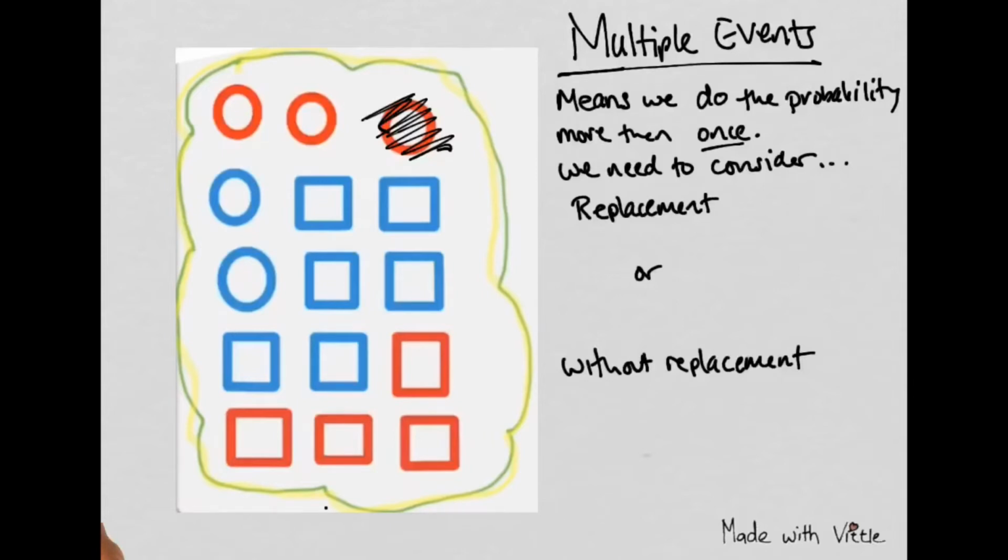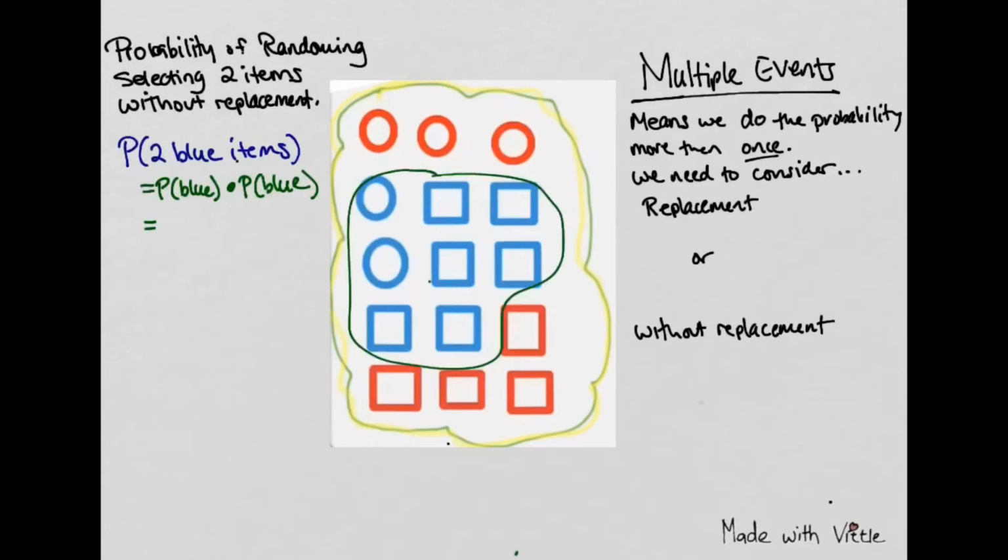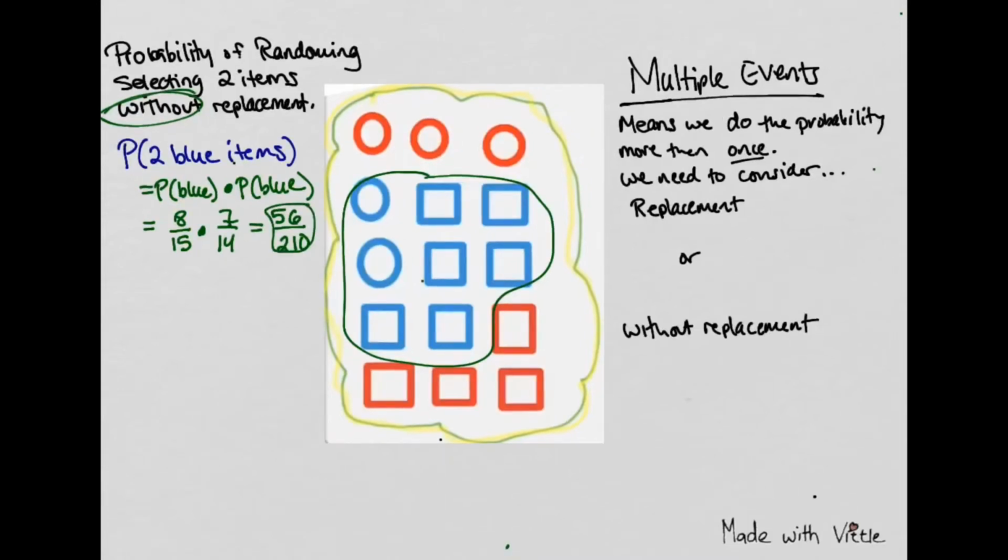Now consider the probability of choosing two blue items. That's the probability of blue times the probability of blue again, but this time there's one less item. Notice there's one less blue making it 7 over one less total making that 14, so it's 56 over 210 when you multiply the numerators and the denominators, which can be simplified to 4/15 and just get simplified to decimals or percentages.